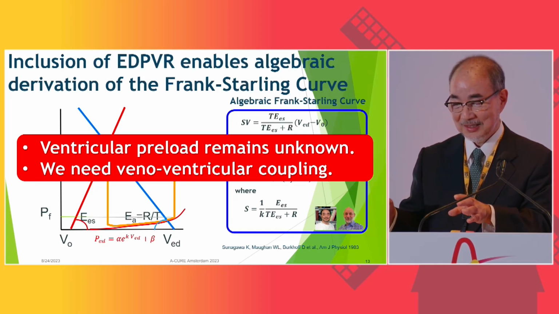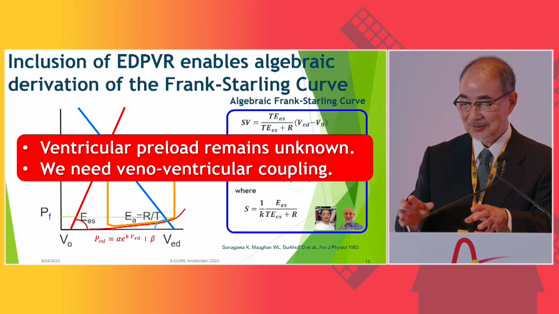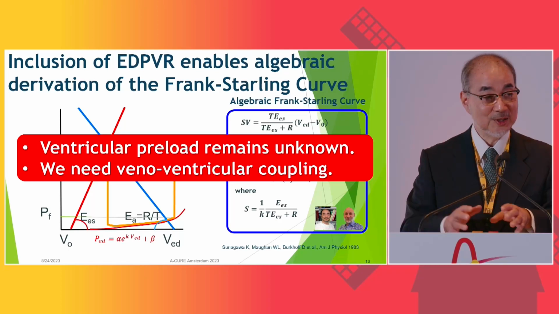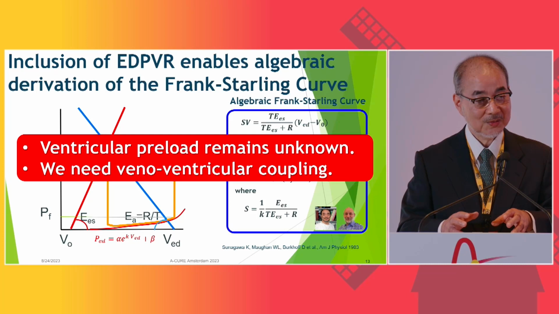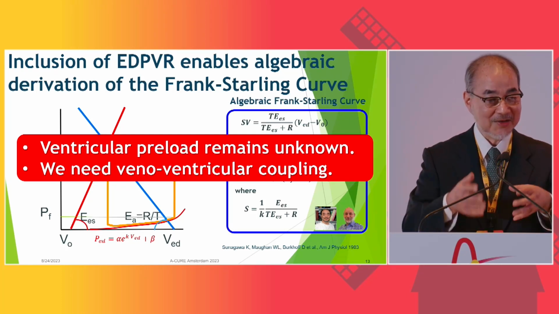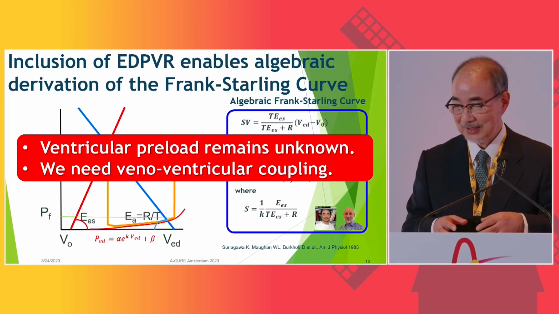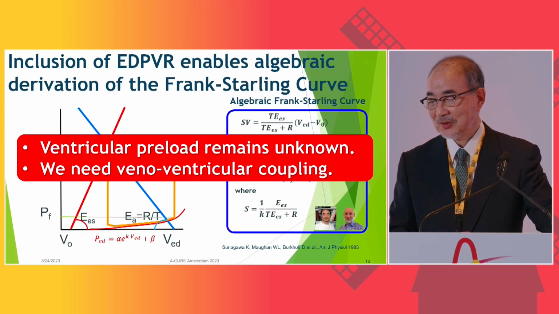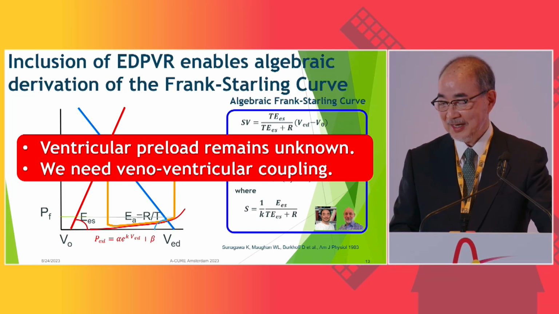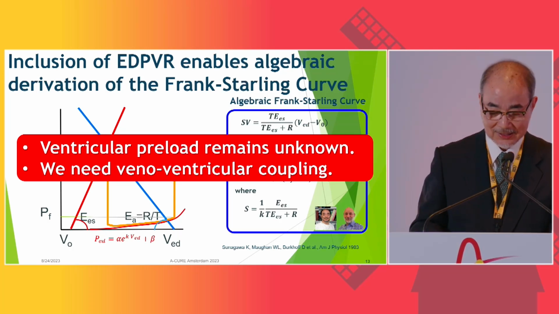That's fine. But in the real world, how the preload to the heart is determined, that is never touched. So unless we reach that level, we can't solve the cardiovascular system. So ventricular preload remains unknown. We need a better idea of how to deal with veno-ventricular coupling.